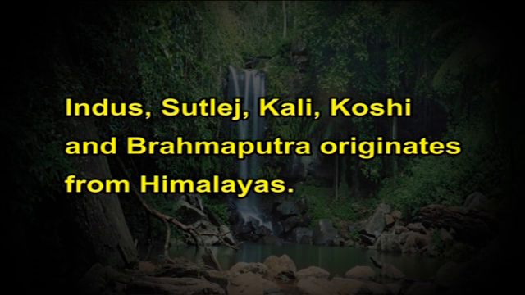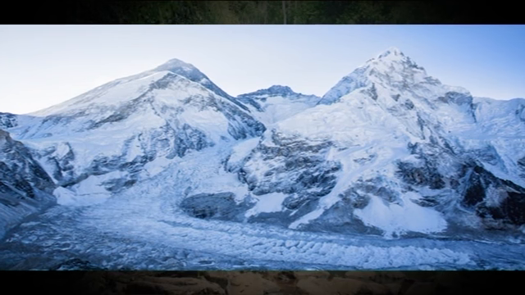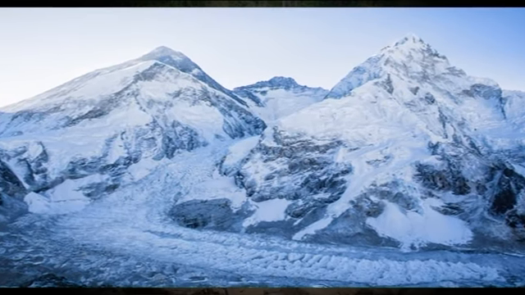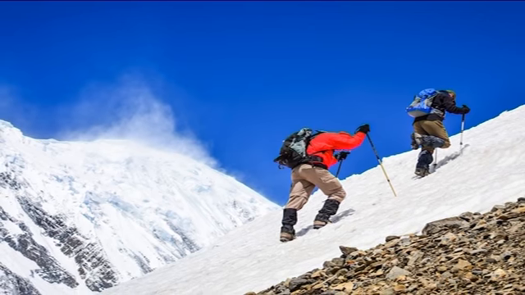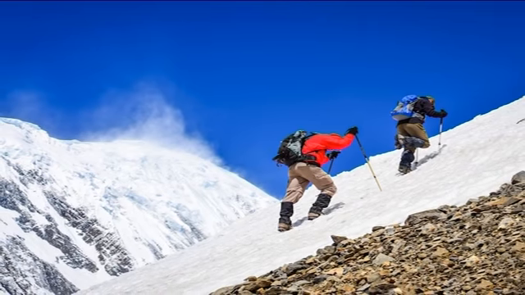Indus, Satluj, Kali, Koshi, and Brahmaputra originate from the Himalayas. The main Himalayan ranges are Pir Panjal Range, Dhauladhar Range, Zanskar Range, Ladakh Range, and East Karakoram Range. Everest is the highest peak in the Himalayan mountain ranges as well as in the world. The Himalayan mountain ranges attract mainly adventure tourists from all over the world.